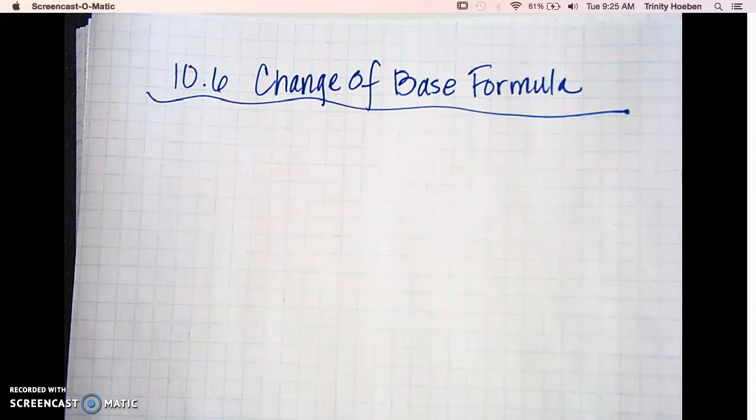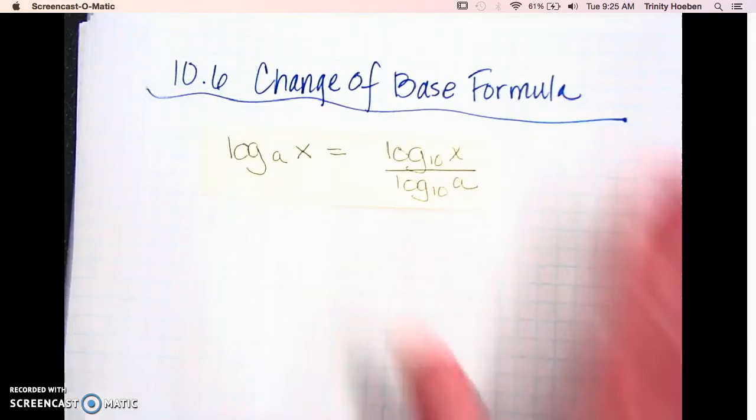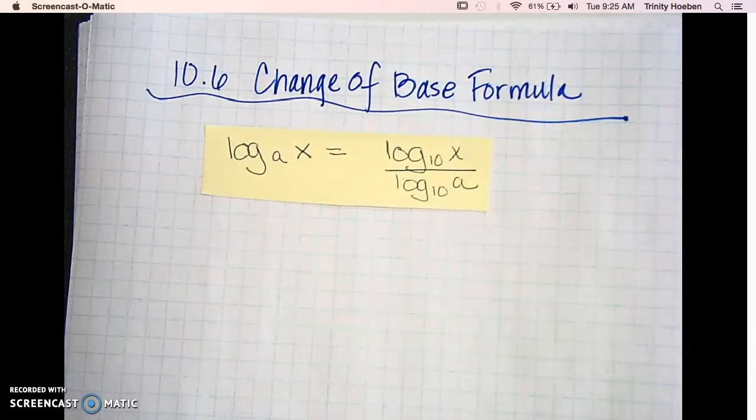All right, so 10.6 is called the change of base formula. And here is the formula. I want it in two places. I want it in your notes, and I would like it on your note card.